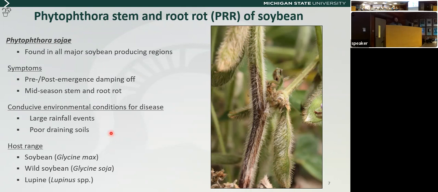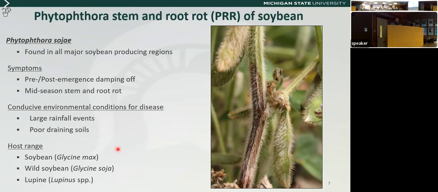For Phytophthora and all oomycetes, really, an abundance of water is going to increase disease pressure, whether that be from large rainfall events or poorly draining fields or a combination of them both. That free water lets those chemotactic zoospores actually swim towards soybean roots and infect.